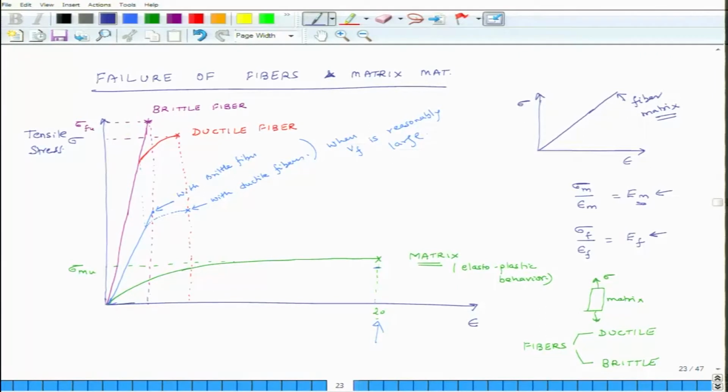So, this is the overall phenomena which is happening in the system, and with this understanding we will now develop a model for the failure of fibers and matrix and the overall composite when the composite is subjected to tensile loads, and this is specific to unidirectional composites.